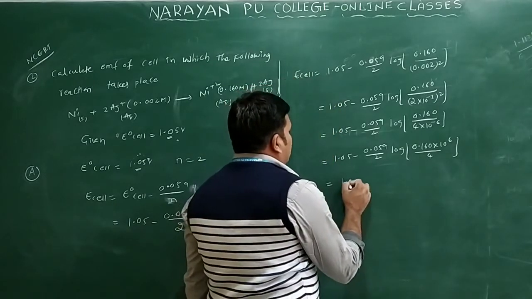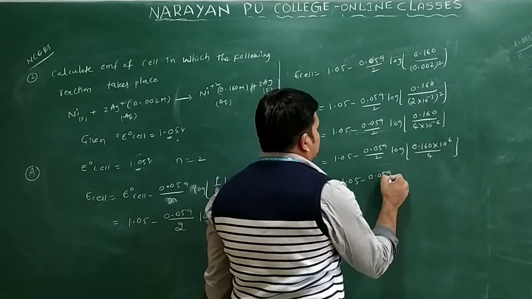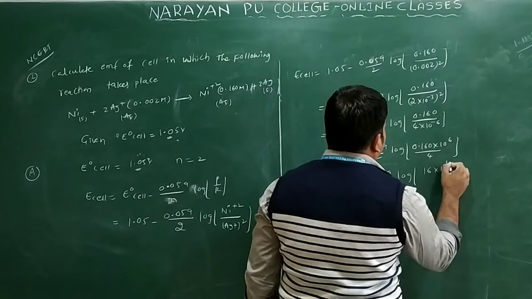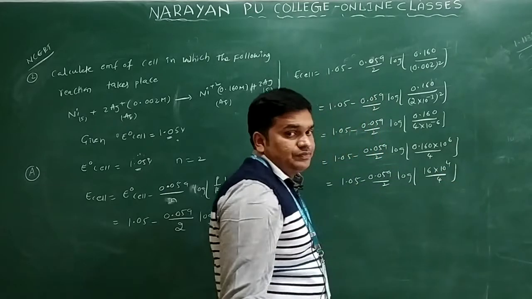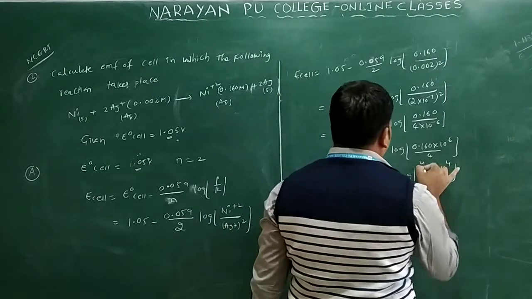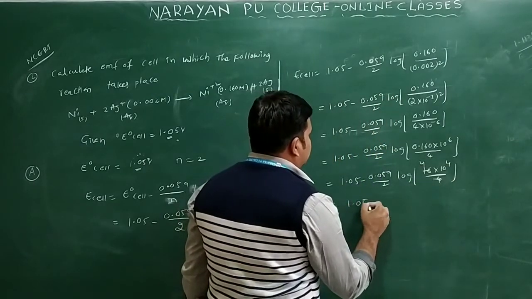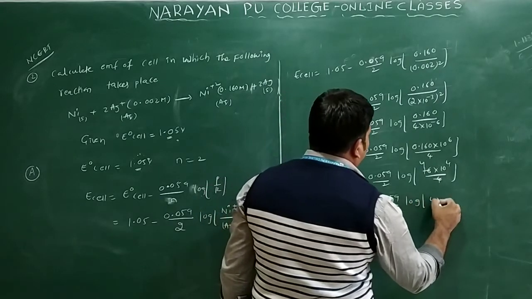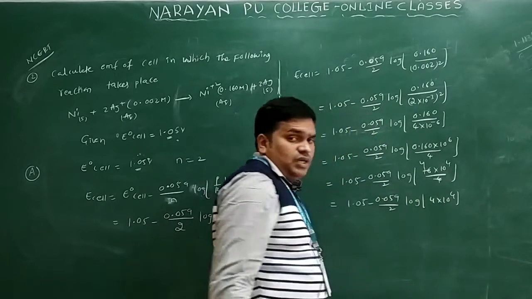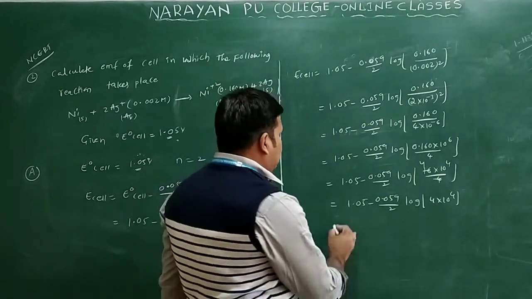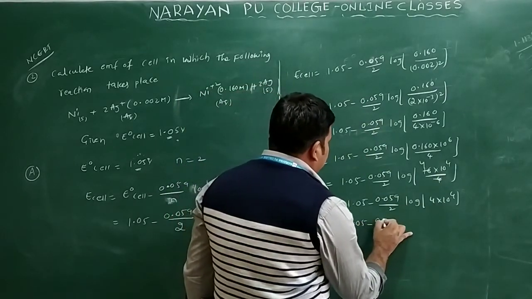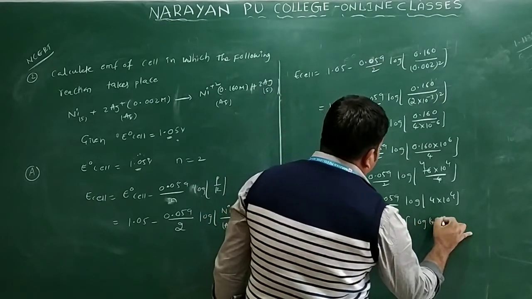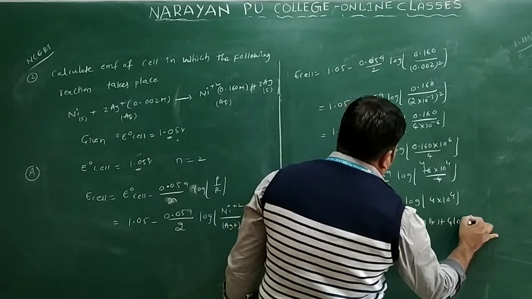Then what you will get here is 1.05 minus 0.059 by 2 into log 16 into 10 power 4 by 4. The 4 cancels 4 times, so you will get 1.05 minus 0.059 by 2 into log 4 into 10 power 4 only. You can apply log A plus log B, then you will get 1.05 minus 0.059 by 2 into log 4 plus 4 log 10.